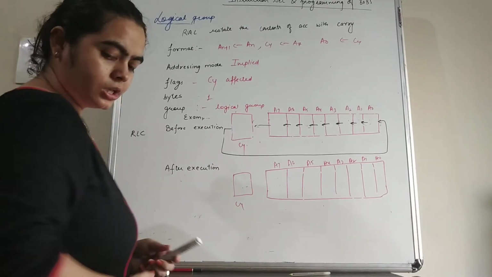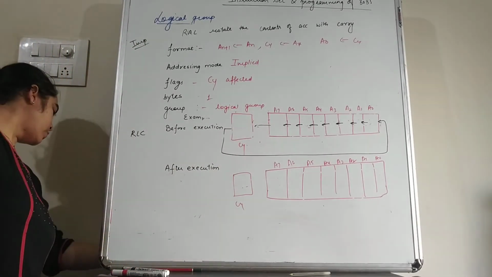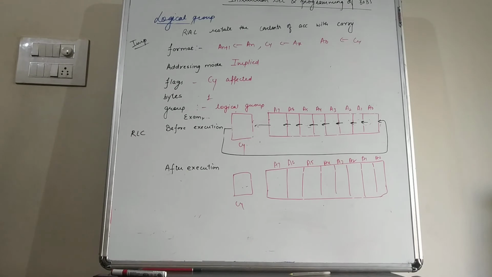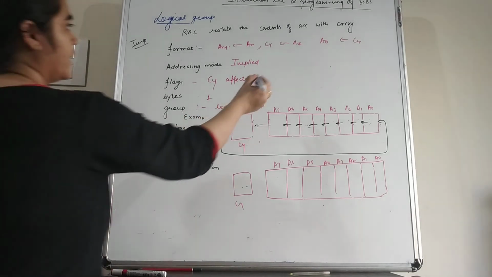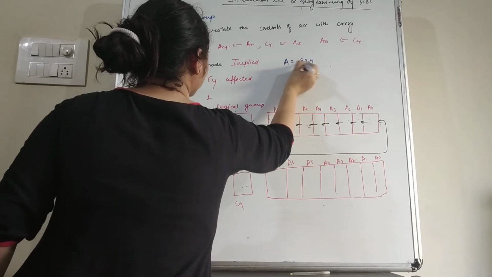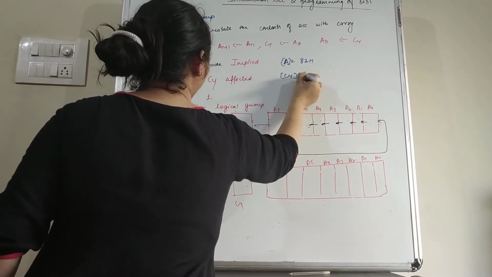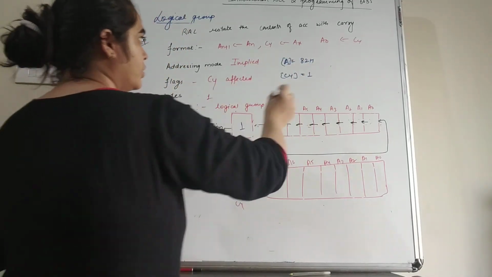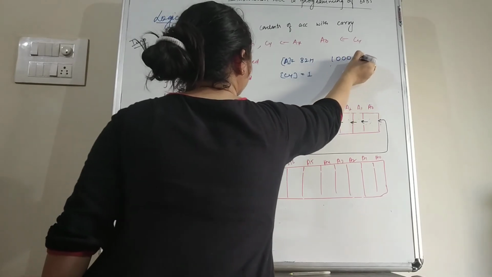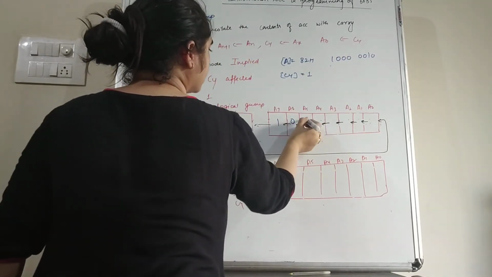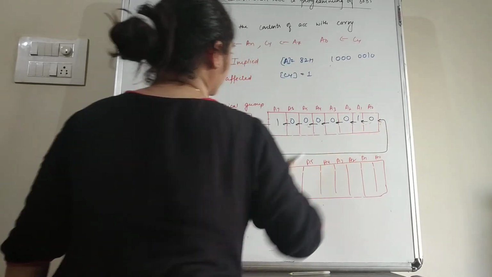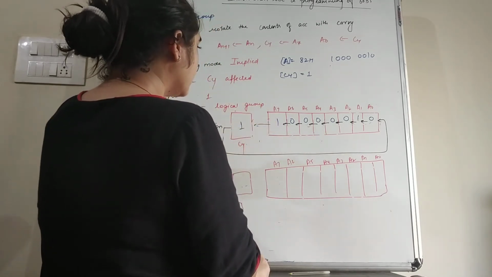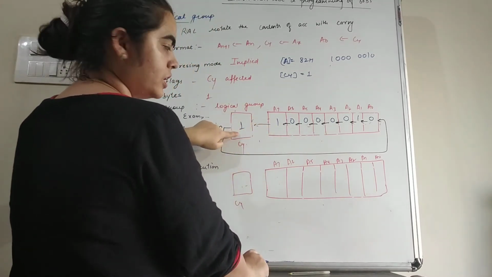So for example, in our accumulator we have value A equal to 82H, and in carry flag we have one value. So initially in carry we have 1, and in accumulator 82. So 82 means 10000010. Now after rotating, students, the value that is in A7 will be shifted into the carry flag.